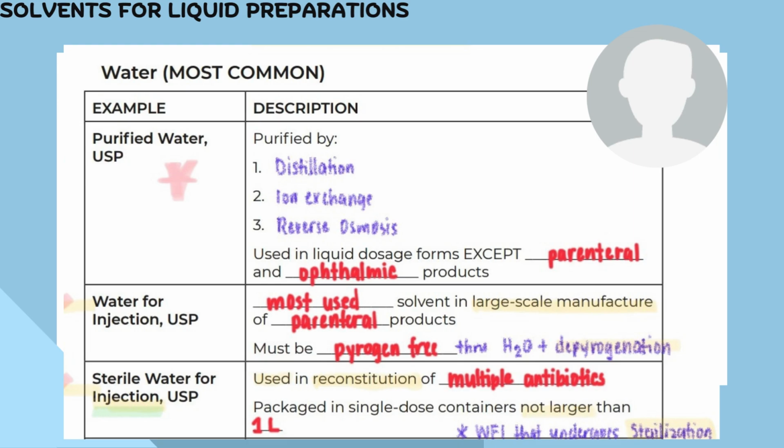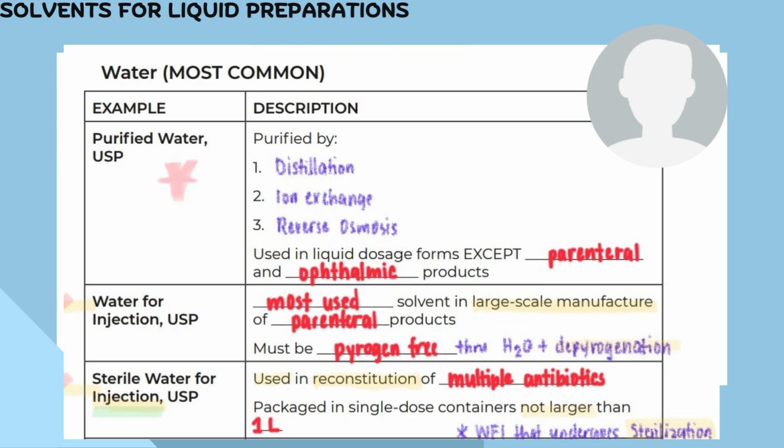And then third, the sterile water for injection USP. This one comes from water for injection that has undergone sterilization. So kung ang water for injection kay sterilize, mao ni siya ang gitawag nga sterile water for injection.